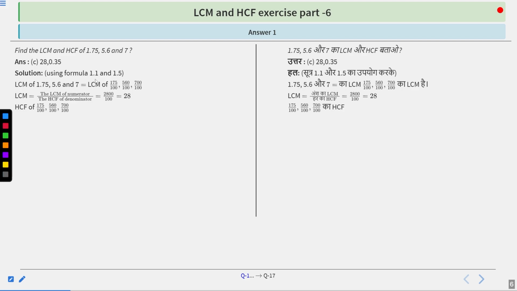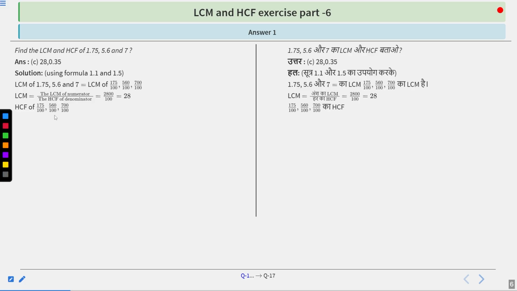Now using formula 1.1 and 1.5, LCM of 1.75, 5.6 and 7 is equal to LCM of 1.75 written as 175 upon 100, 5.6 written as 560 upon 100 and 7 written as 700 upon 100. Now we know that LCM is equal to LCM of numerator upon HCF of denominator. So LCM of 175, 560 and 700 is 2800 and HCF of denominator that is 100 is 100.